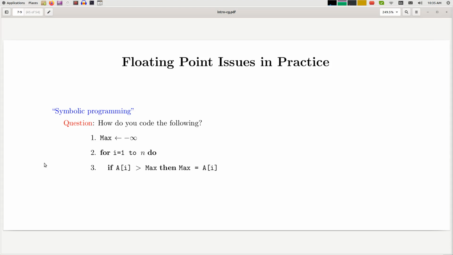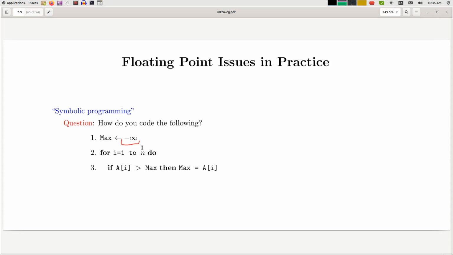Imagine you have a code like this, that you want to find the maximum of a bunch of numbers in an array. You initialize the max to minus infinity, and then you run a for loop. And then you compare your ith number to the max. If it's larger, then you update max, right? So that computes the max. How do we implement this code in practice? Because obviously I cannot assign minus infinity to the max.